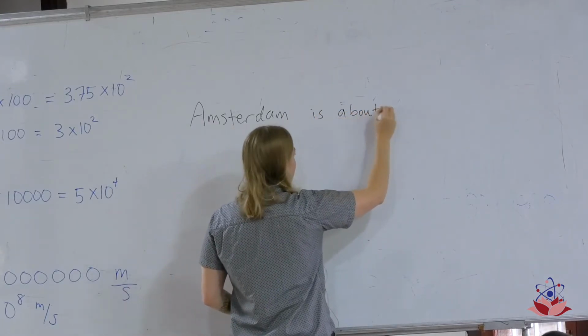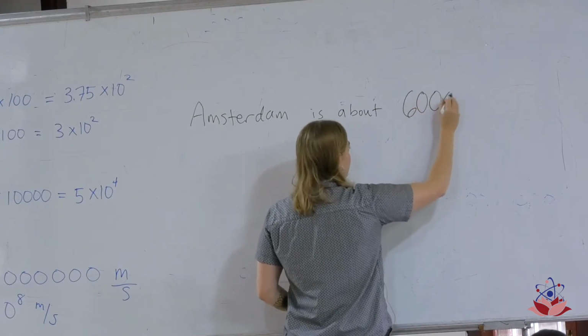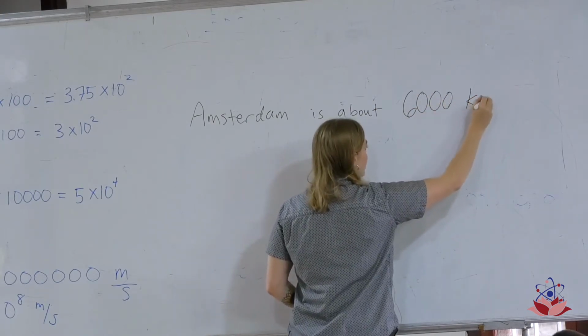so Amsterdam is about 6,000 kilometers away from us.